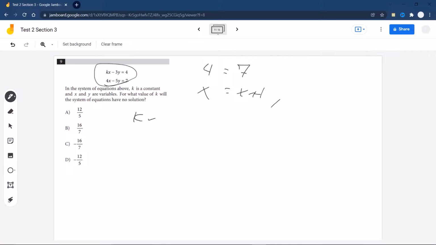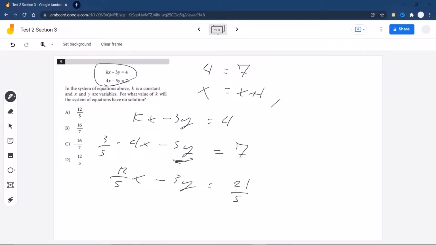So we have kx minus 3y equals 4. We have 4x minus 5y equals 7, right? So if I multiply this by 3 over 5, what do I get? I'll be able to turn this 5y into a 3y. So what I'll get is 12 over 5x minus 3y equals 21 over 5. That's the same equation as this one. So we can call it equation 2. This is also equation 2.